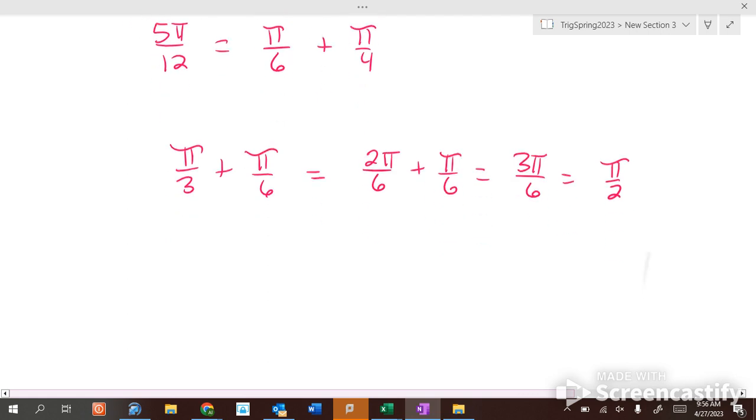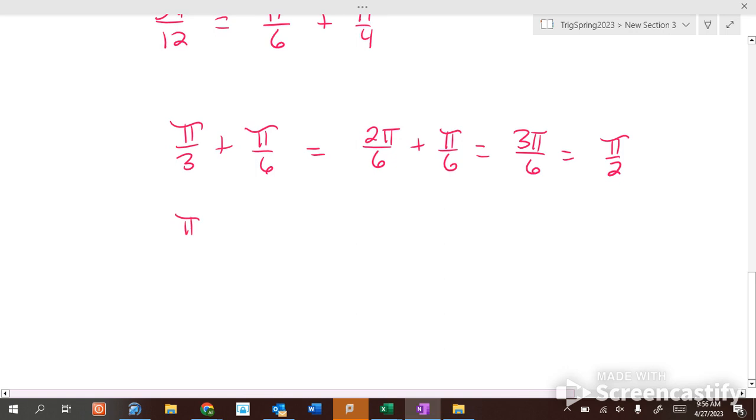Okay? Do another one. What's pi over 4 plus pi over 6? All right, the common denominator would be 12. So you multiply the first one by 3, so it's 3 pi over 12. The second one by 2, 2 pi over 12. So then you get 5 pi over 12.